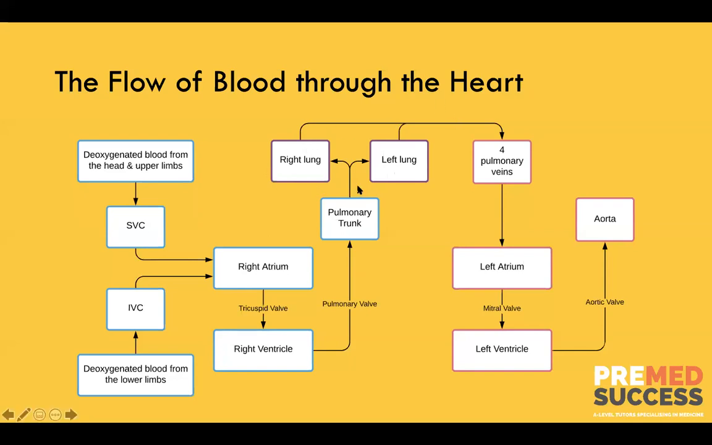Sorry about that. So the blood's here in the right and left lungs. It's becoming oxygenated, and it's going to flow back to the heart through the 4 pulmonary veins. Pulmonary just means to do with the lungs. So we have the pulmonary trunk, the pulmonary arteries. Now we have the pulmonary veins. It's all to do with the lungs.